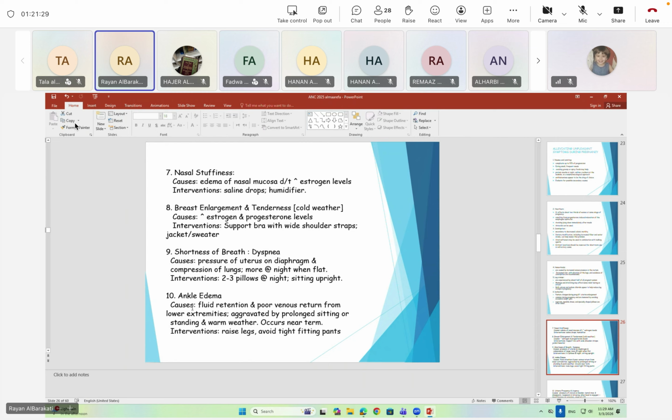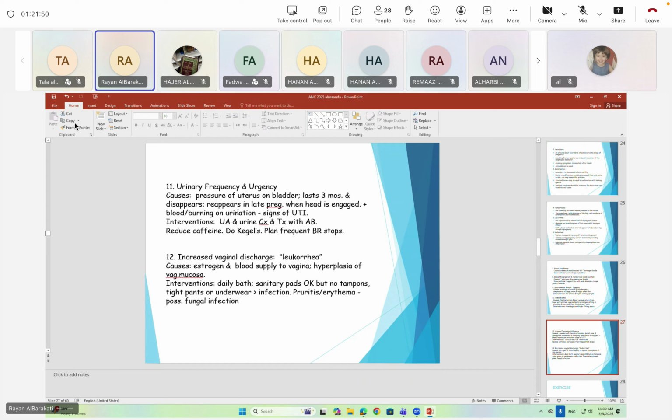Ankle edema. This is caused by fluid retention and poor venous return from lower extremities. This is aggravated by prolonged sitting or standing and also by the warm weather. Near term, intervention should be to raise the legs, avoid tight fitting pants, and you can use the supporting stockings.